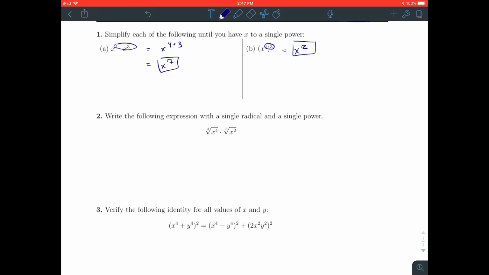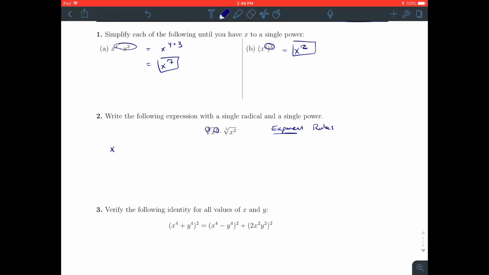Write the following expression with a single radical and a single power. So in this unit, we've been talking about exponent rules. So I think it makes sense to convert these radical problems to exponent problems. So if you remember in the last unit, when we saw things with a root and a power, we could always rewrite that as a fractional exponent.